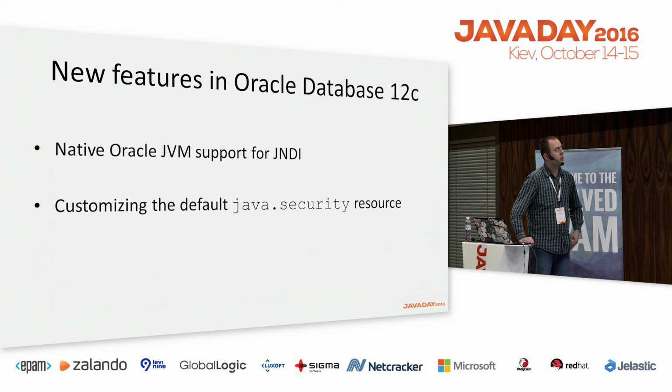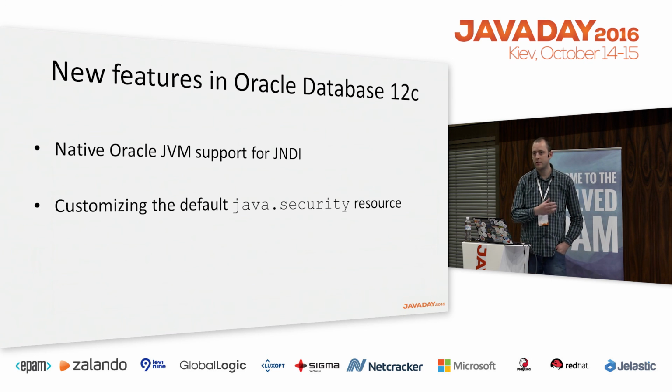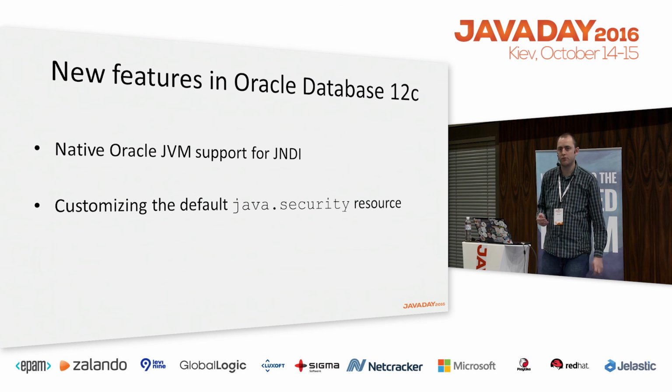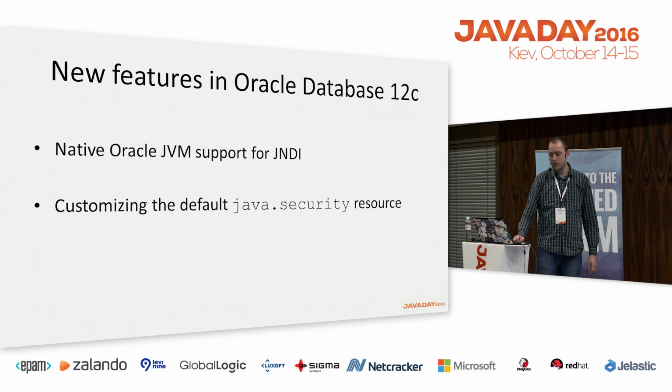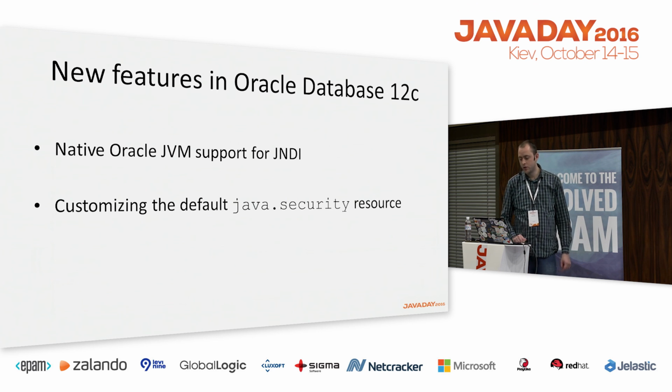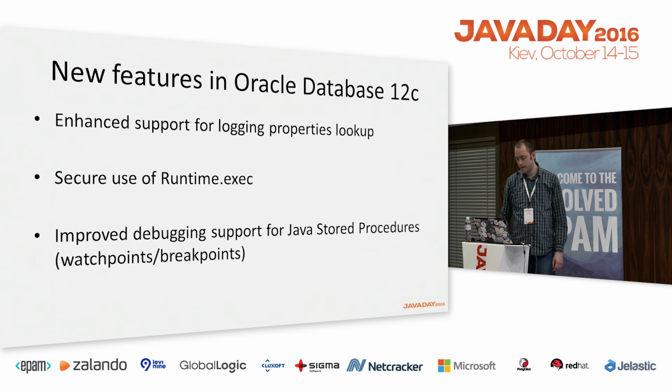Another new thing is native support for JNDI. So you can bind JNDI objects inside Oracle database and retrieve them as you would use JNDI, for example, in a Java EE application. And also we have the ability to customize the Java security resource, which is basically the ability to specify where to load security permissions from in general.